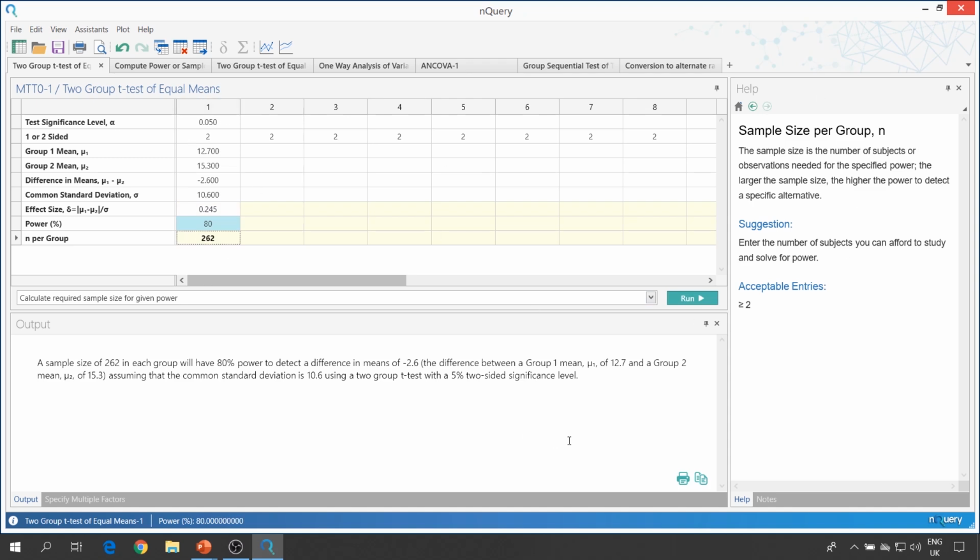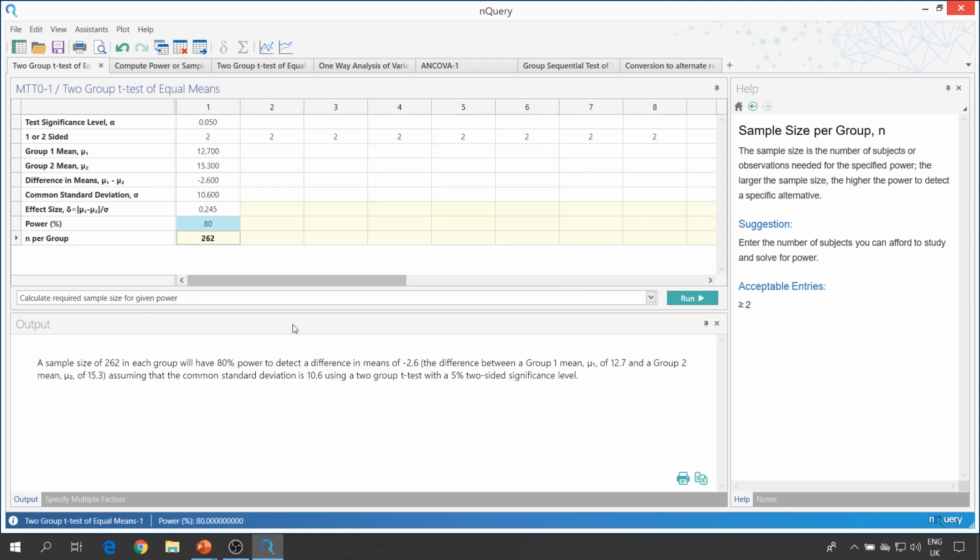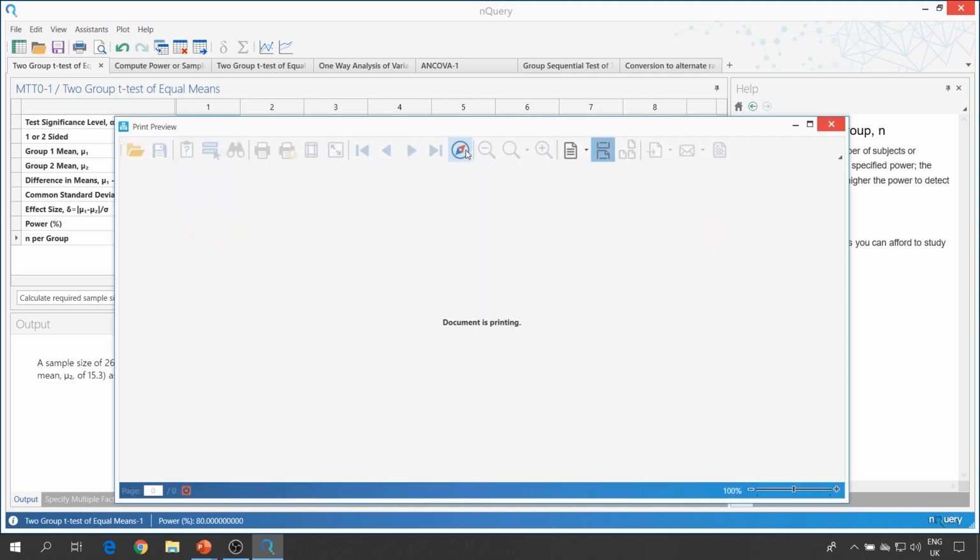There are other features here that we're not going to cover today, but if you are interested, there are plotting features available, such as this default power versus sample size plot. And there are things like the output statement here, which just verbally summarizes the result. And you can get a little report summarizing everything from the context menu by selecting the column and right-clicking.